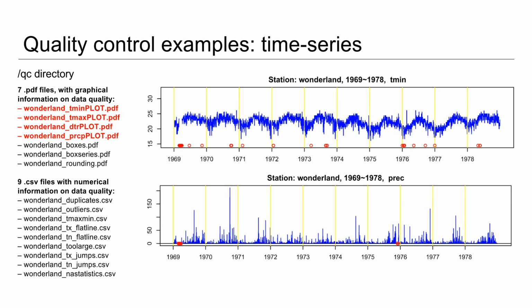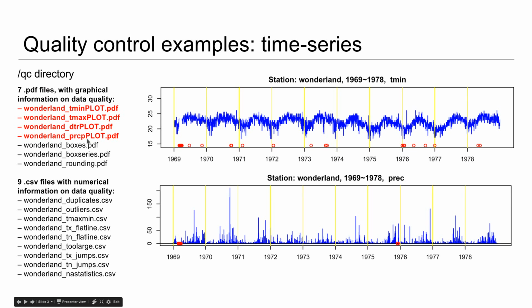I'll start with the PDF files. How these files are named is based off your input file name. In our example we used a station called wonderland.txt as the input into ClimPACT, so our QC files in the QC directory are named wonderland_ and then have an appendage based on the sort of QC issue that ClimPACT is dealing with. The first type of PDF file ends in plot.pdf, and there are 4 of these files: one for Tmin, minimum temperature, one for maximum temperature, one for the diurnal or daily temperature range, and one for precipitation.